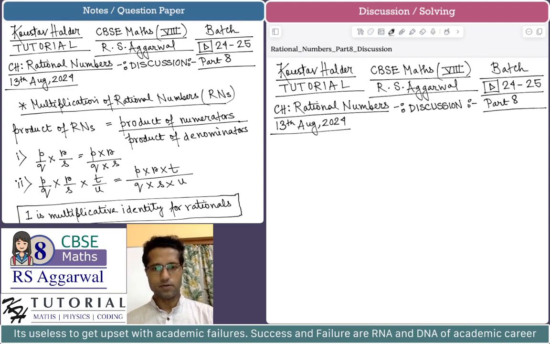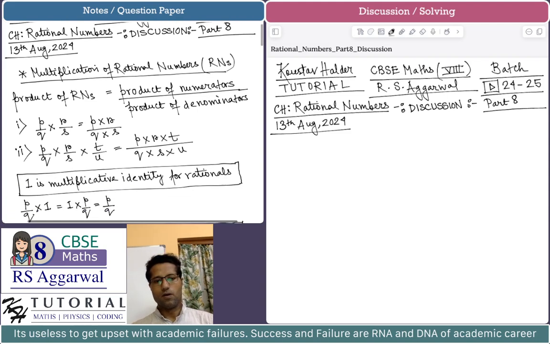As an example, if p by q and r by s and t by u are rational numbers, then p by q multiplied by r by s will be equal to p into r divided by q into s. That is, we multiply the two numerators p and r divided by the product of the denominators q and s. Similarly, if you have to multiply three rational numbers, we just multiply all the numerators. So p by q multiplied by r by s multiplied by t by u equals p into r into t divided by q into s into u.